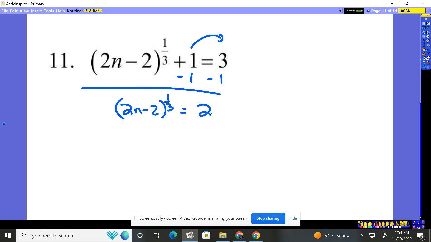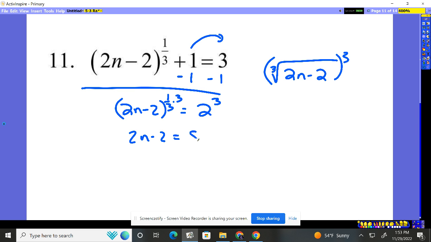Now, a couple options here. You could realize, as you should, that that's just to that, and so you're going to come in here and cube it. Or you could just say, hey, times 3, that'll make it a 1, and it'll just leave you 2n minus 2. That's what I would do. But if I'm putting him to the third power, I've got to put the right-hand side to the third power. So then equals 8.